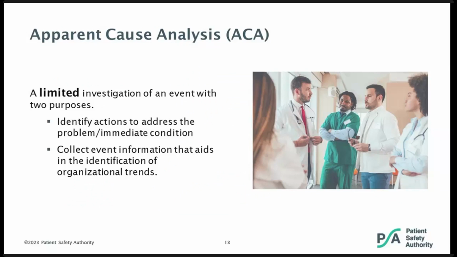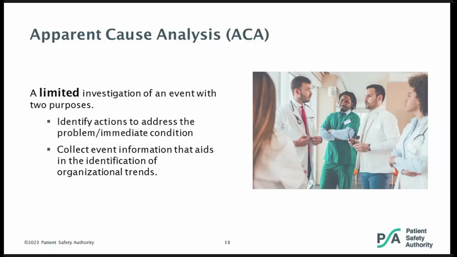So let's look at apparent cause analysis. Some will refer to this as a mini RCA. This is a more limited investigation of an event with the purpose of identifying actions to address problems and immediate concerns, and also to collect information that aids in identification of organizational trends. This is not doing quite the deep dive. This is looking at, okay, what was the event that occurred?